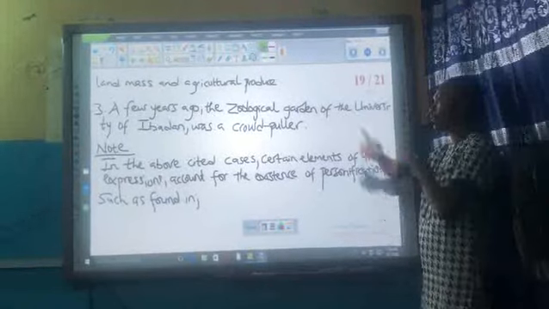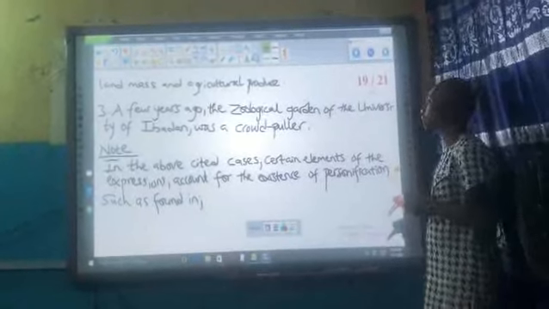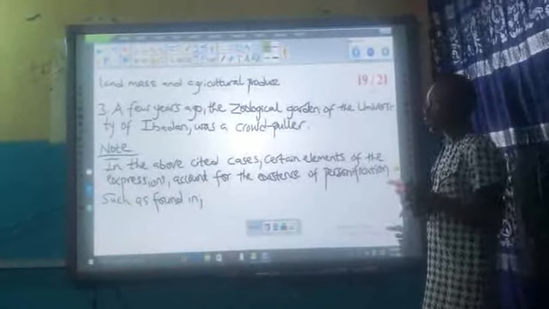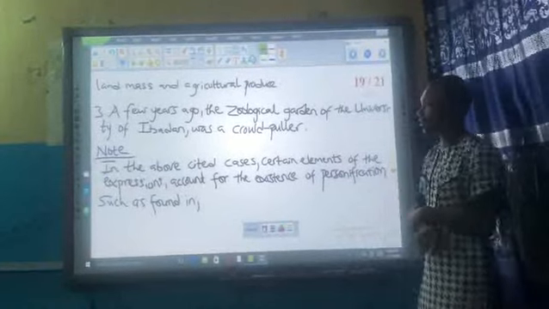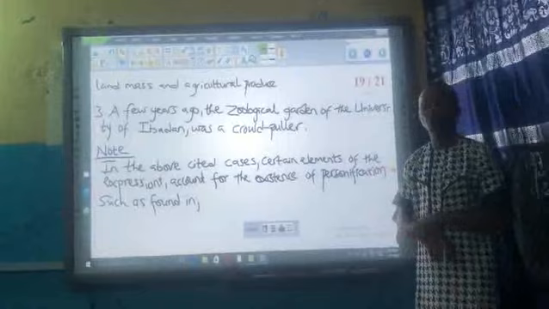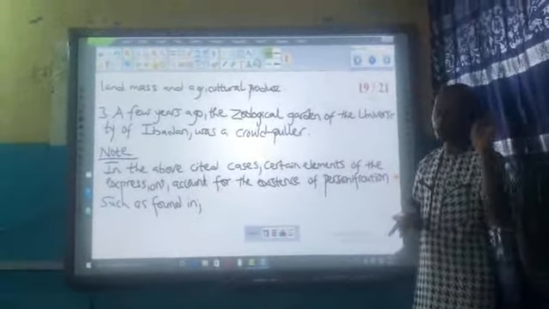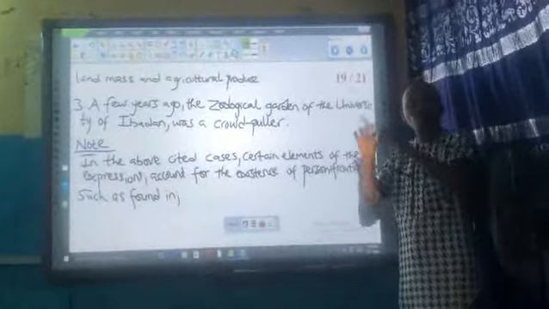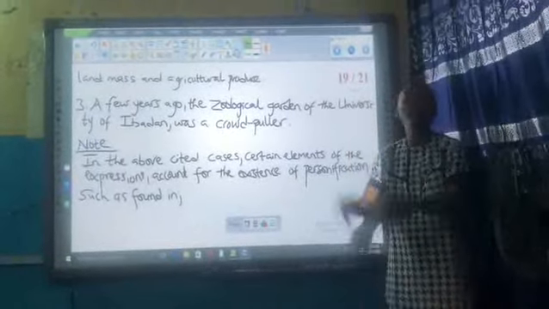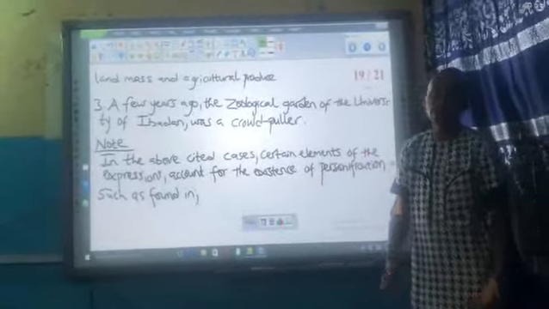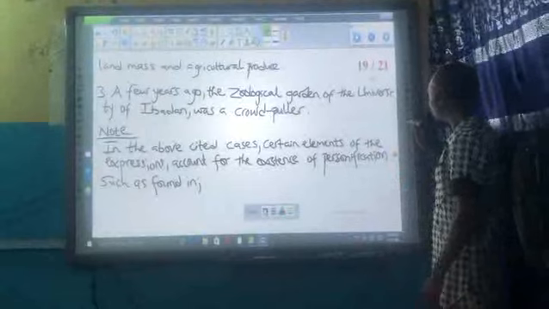Until we now contrast it with what we have on the board. A few years ago, the zoological garden of the University of Ibadan, not "was well known" this time, but it was a crowd puller. Compare the two. The first one has nothing specification about it because there's no attribute. A place can be well known, but that doesn't make it specification.